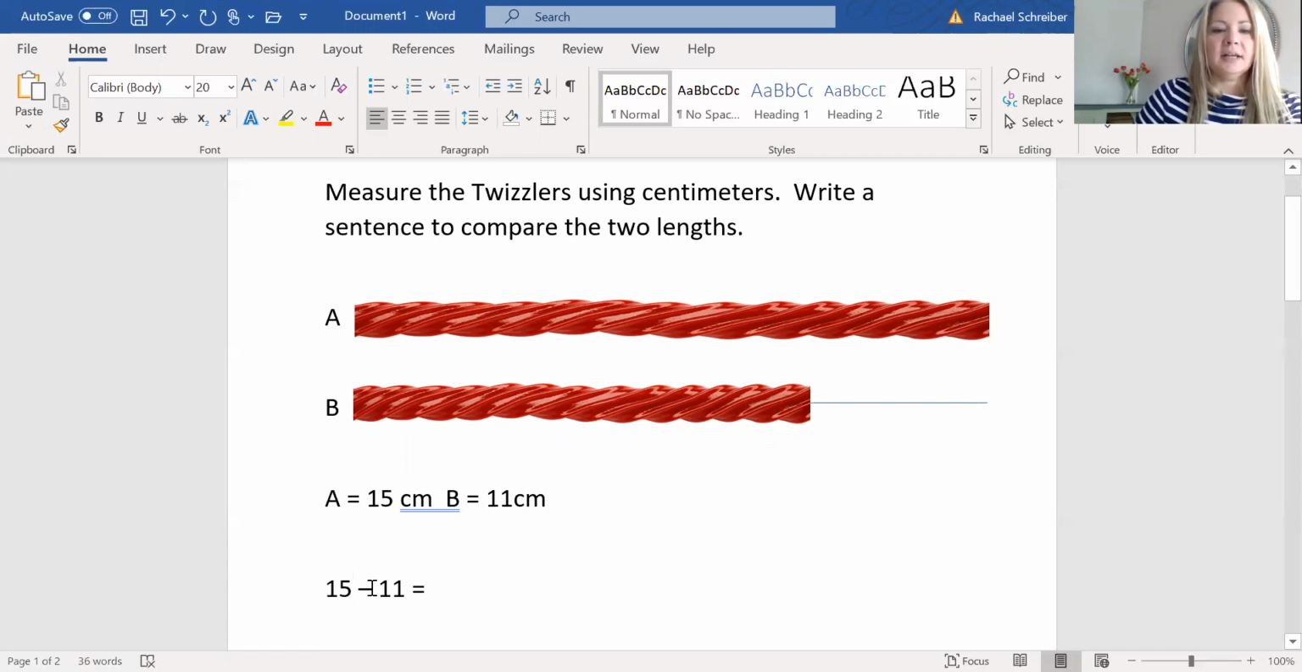And whenever we do these types of problems, we always need to include our label because there are lots of different units that you can measure in. So you need to make sure that you're clearly labeling that with the correct label. We measured using centimeters, so we use cm. 15 minus 11, I hope you boys and girls know, yep, that is 4 centimeters.